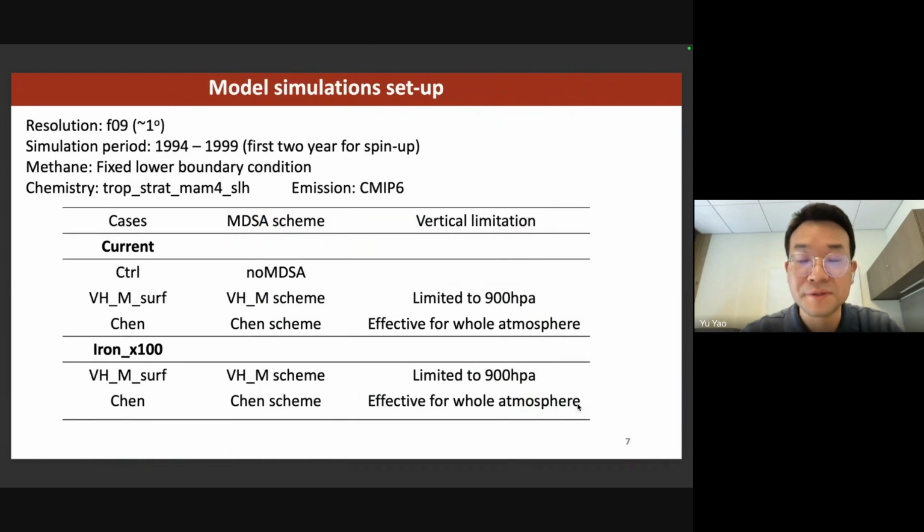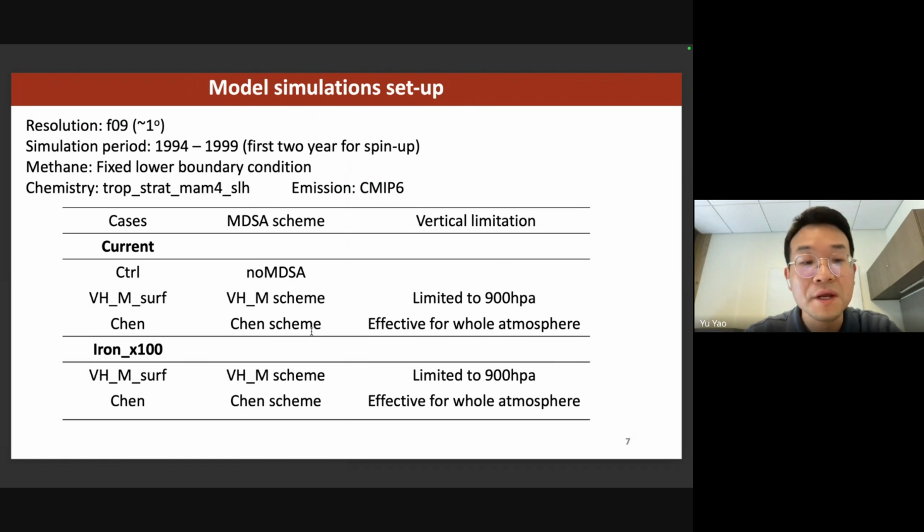Based on these two parameterizations, we did two groups of simulations. Both use a one-degree resolution, and the simulation period is 1984 to 1989, where we have the CO isotopic observations. For methane, we use a fixed lower boundary condition, and we use the emissions from CMIP6. For the first group, we simulate the effects of MDSA at the current iron condition, which is around 2 teragram iron per year.